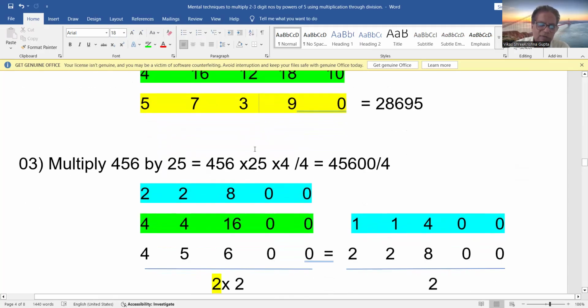In the same way, 456 by 25. Now I have to multiply by 25, which is 5 squared. So because I have to multiply by 25, I will also multiply by 4. So 25 into 4 is 100. And because I have multiplied by 4, I will divide by 4 also. So my answer will be 45600 divided by 4. As I told you earlier, if you have to multiply by 25, just put 2 zeros at the end of the number and divide by 4.